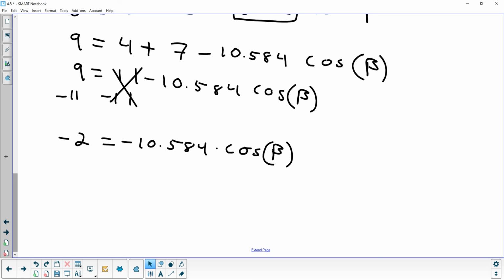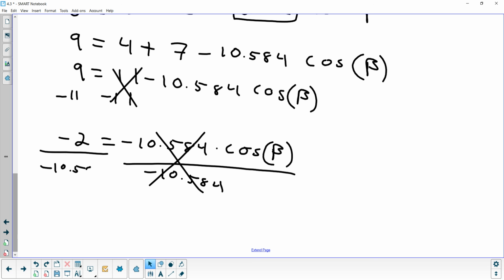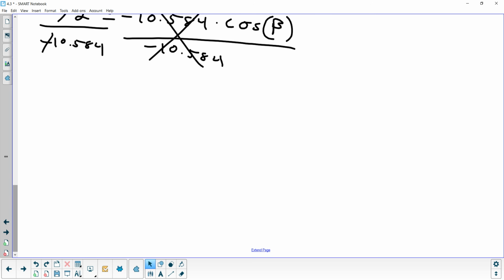Yes, divide by negative 10.584 on both sides. Again, I don't care what this comes out to right now. I'm not going to take my calculator and type in negative 2 divided by negative 10.584. I don't want to know what that is. I'm just going to leave it like that. But I can cancel these negatives. Let's copy it down one more time.